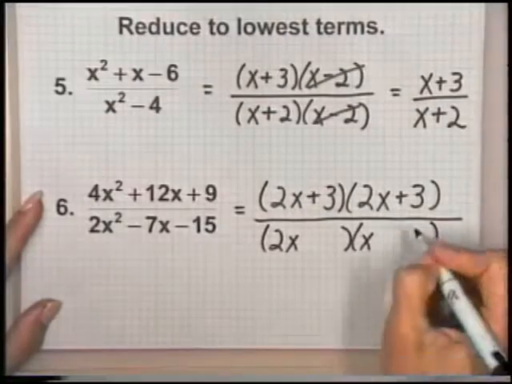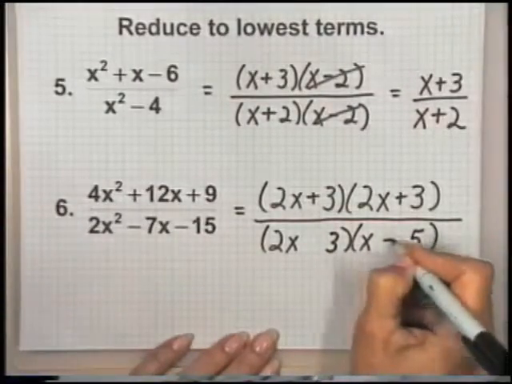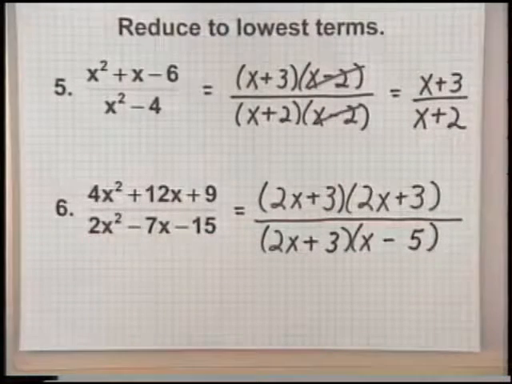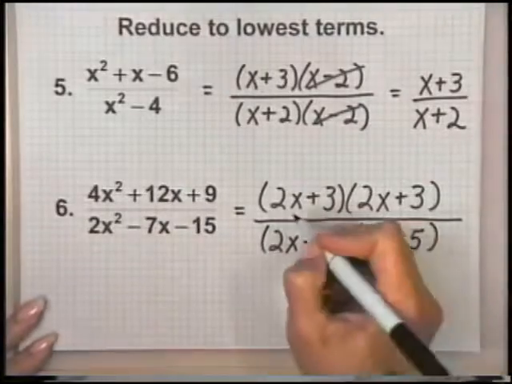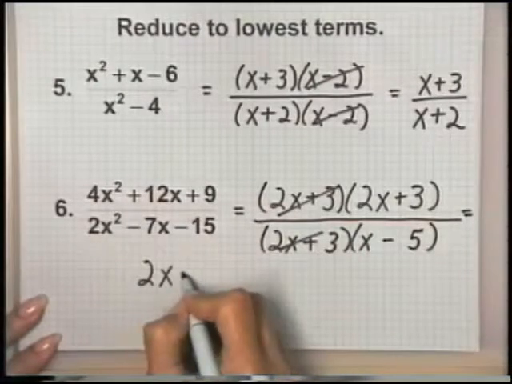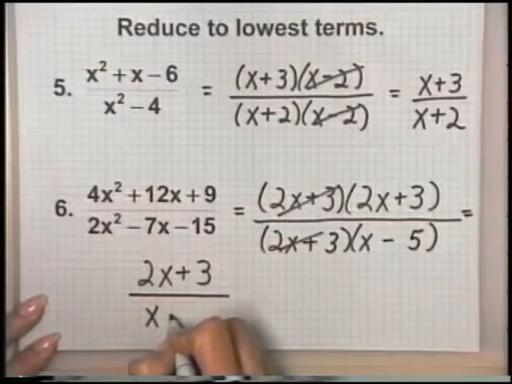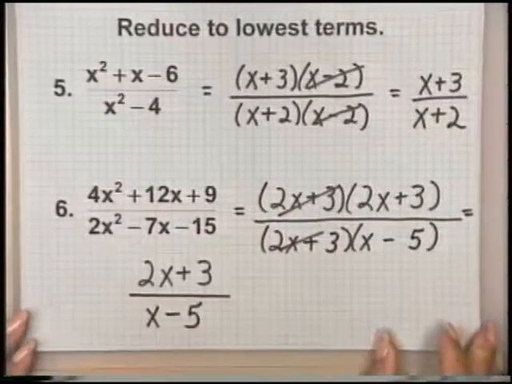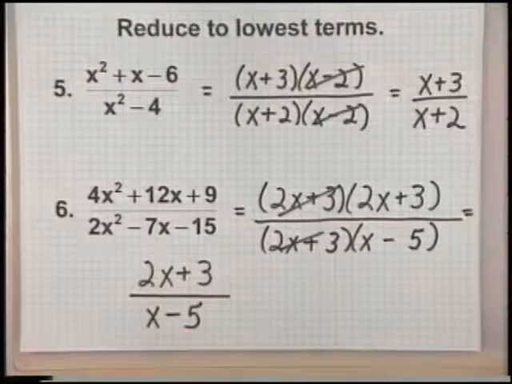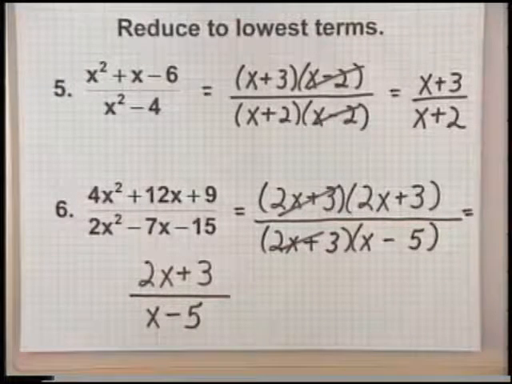On this 15, let's use 5 times 3. And let's see, I want opposite signs. I believe that 5 needs to be minus and the 3 needs to be positive. Now, dividing out common factors, I am left with 2x plus 3 in the numerator, x minus 5 in the denominator. The only common factor of the numerator and denominator would be 1.